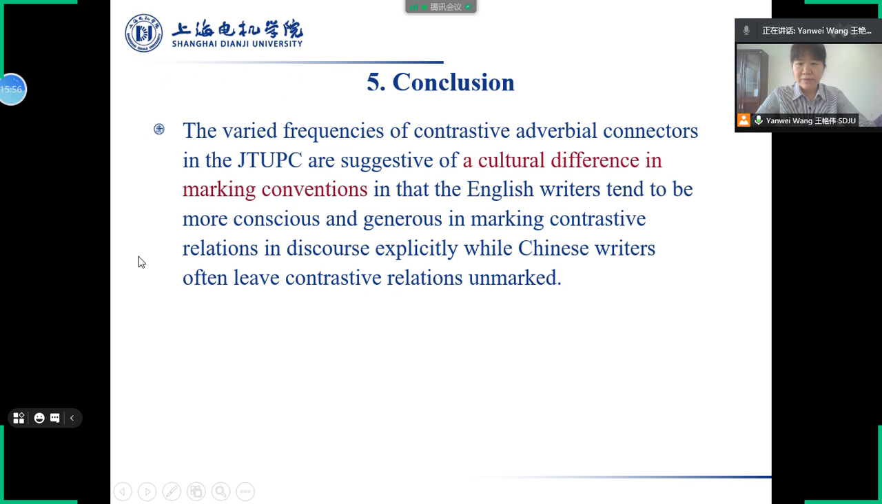To sum up, the whole inquiry gives rise to the following conclusions. Firstly, the varied frequencies of contrastive adverbial connectives in the G2PC are suggestive of a cultural difference in marking conventions, in that English writers tend to be more conscious and generous in marking contrastive relations in discourse explicitly, while Chinese writers often leave contrastive relations unmarked.